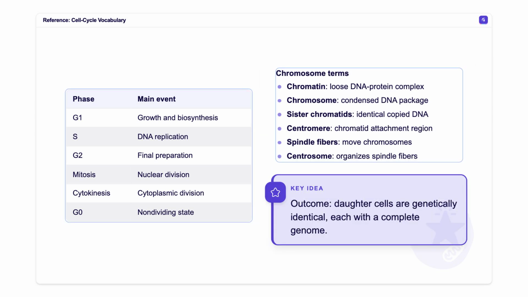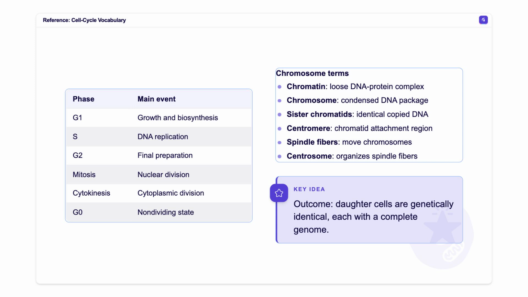The outcome to remember is that mitosis and cytokinesis produce daughter cells. If chromosome separation is accurate, those daughter cells are genetically identical and each has a complete genome, meaning a full set of genetic information. As you study, try covering one side of each definition and testing yourself. Next, we will pull these terms together into the final takeaways.